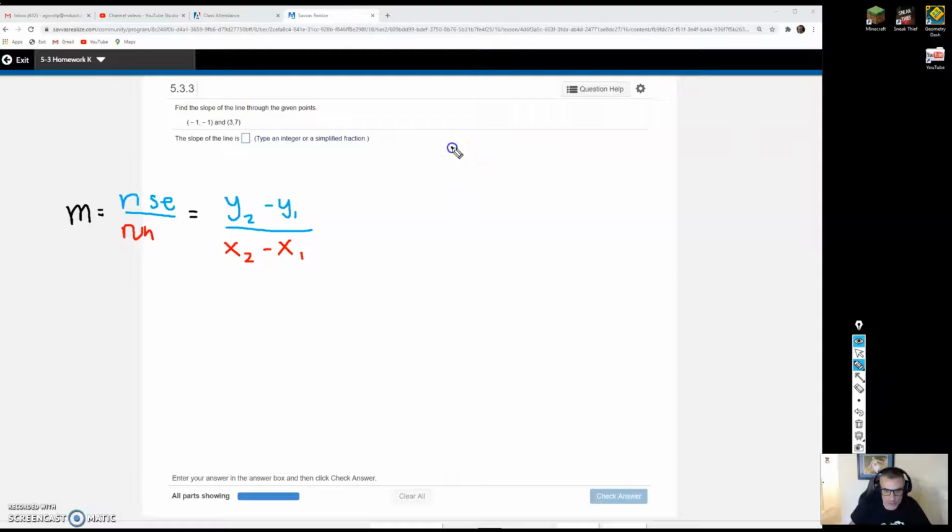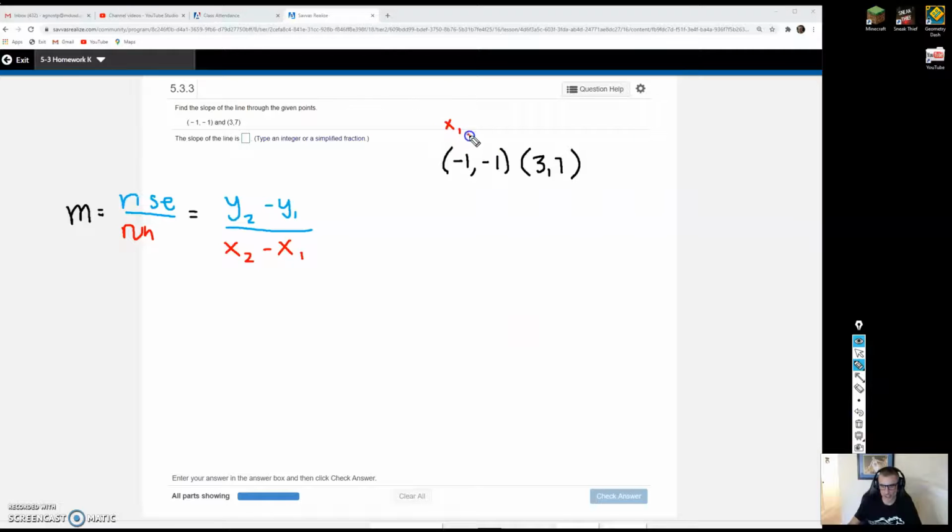So I'm going to start by rewriting them. I have negative 1, and 3, 7. All right, step 1, label the coordinates. This is my first x coordinate, so it's x sub 1. That's ugly.